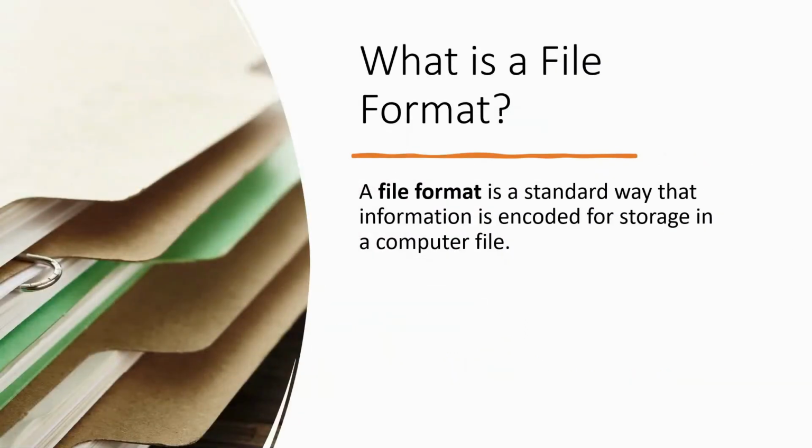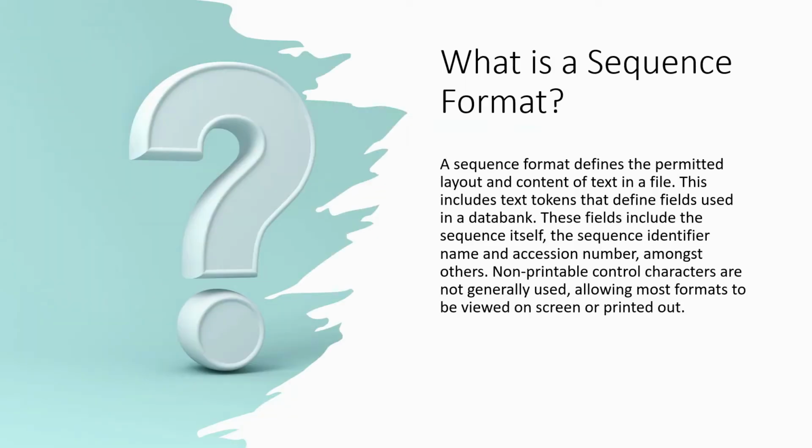Now let's talk about what a file format is. A file format is a standard way that information is encoded for storage in a computer file, right? And what is called a sequence format? A sequence format, both for DNA and protein, defines the permitted layout and content of text in a file. This includes text tokens that define fields used in a data bank. These fields include the sequence itself, the sequence identifier name, and accession number, amongst others. I am going to show you a few sequence file formats, and these are all the things you are going to see in the formats.